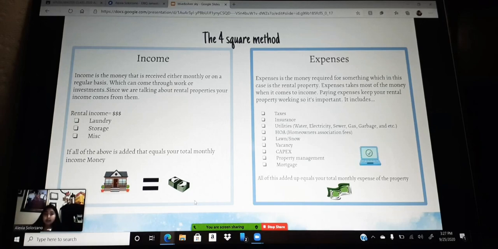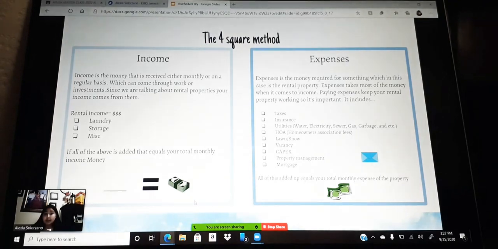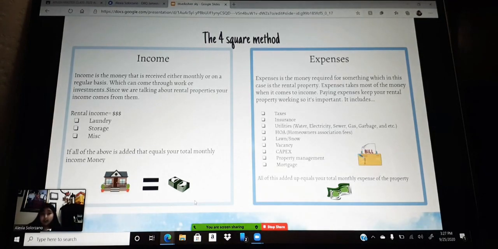After income is something called expenses. Expenses is the money required for something, which in this case will be the rental property. Expenses take most of the money when it comes to income. Paying expenses keeps your rental property working, so it's important. It includes taxes, insurance, utilities, water, electricity, sewer, gas, garbage, homeowner association fees, vacancy, capex, property management, and mortgage. After you add up all of these, it equals your monthly expense for your property.